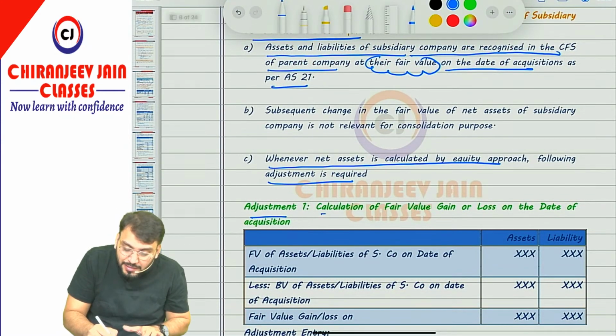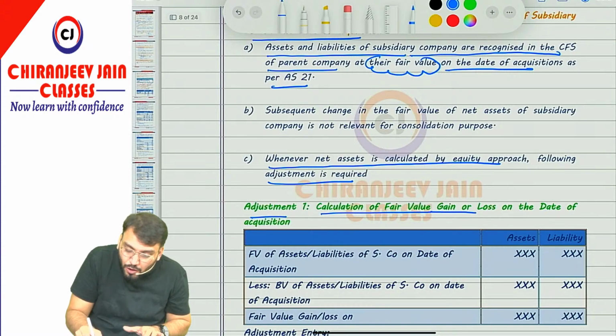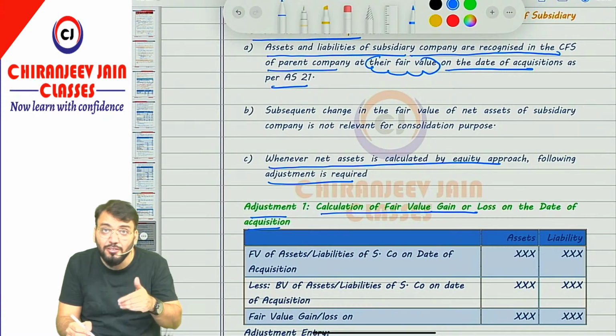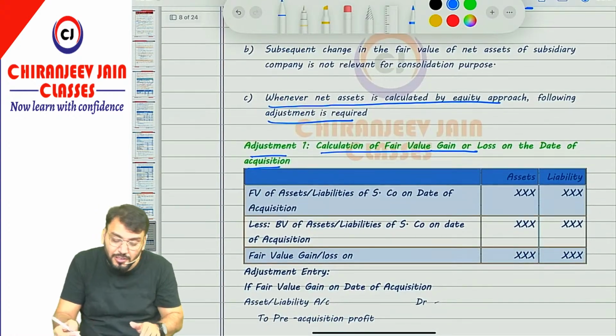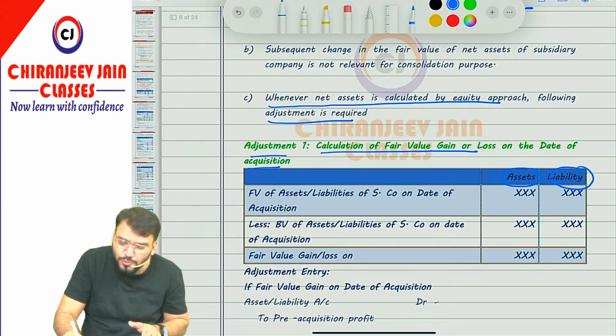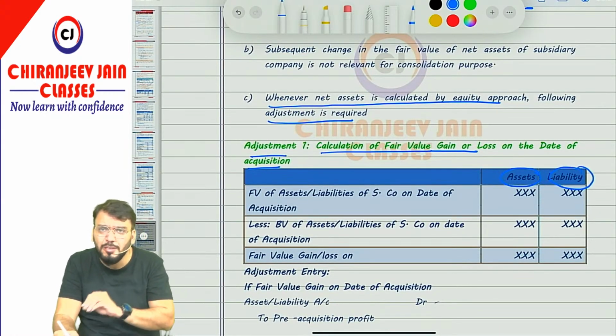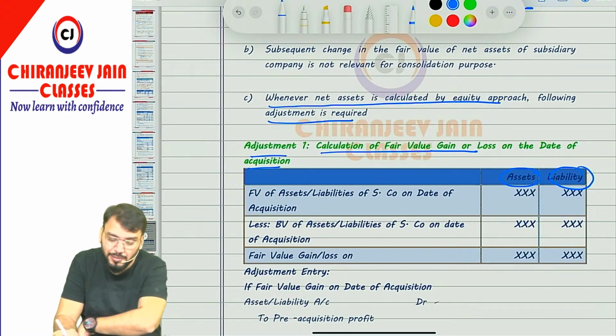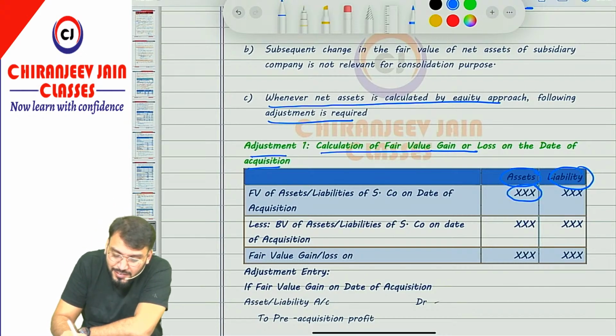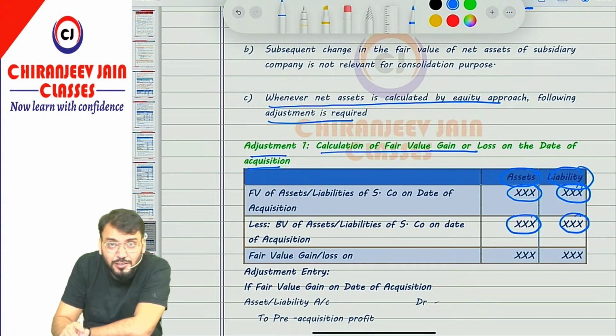Adjustment number 1, calculation of fair value gain or loss on the date of acquisition. So we need to find out the fair value gain or loss on the date of acquisition. That is nothing but asset and liability both. But normally in the exam they give only PP, therefore I have given an example of PP. Can you see this is the fair value of asset, this is the fair value of liability. This is the book value of asset, this is the book value of liability on the date of acquisition.